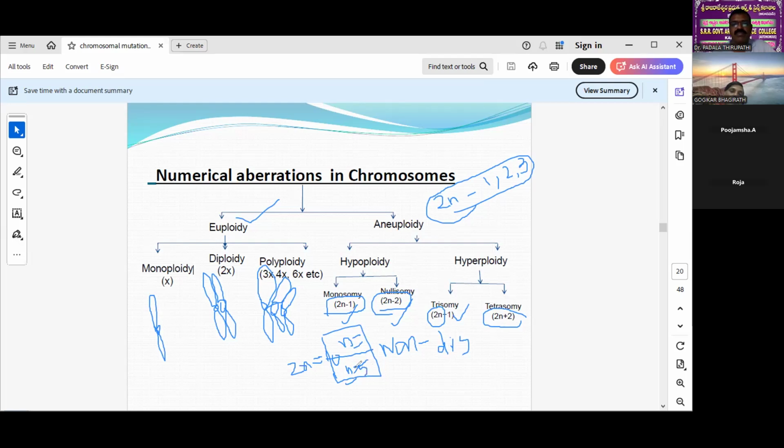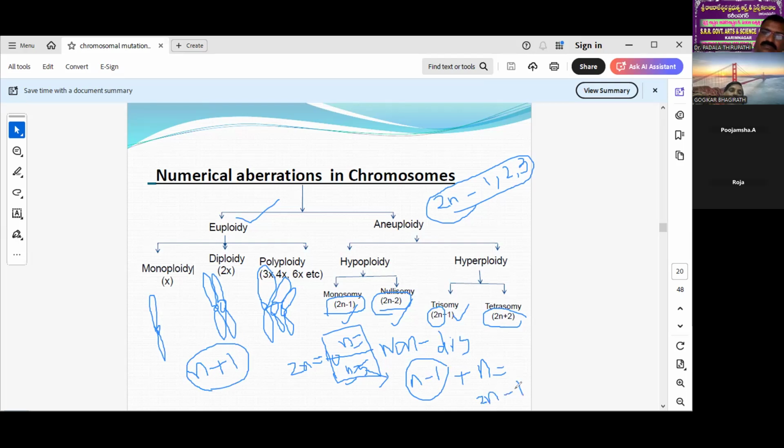But due to the abnormal behavior of the chromosome or any non-disjunction of the chromosome, one of the gametes receives n plus 1 chromosome. Another gamete receives n minus 1. So this n minus 1 gamete fertilized with a normal gamete, we are getting what? 2n minus 1.